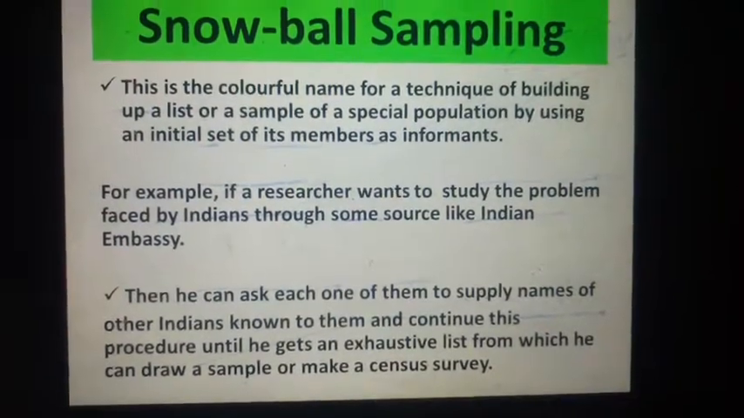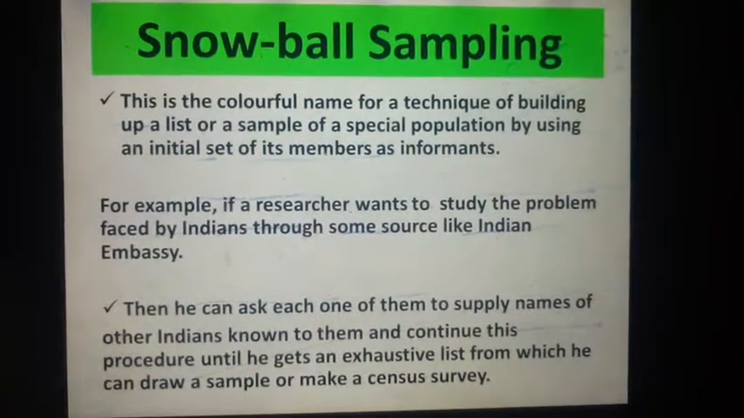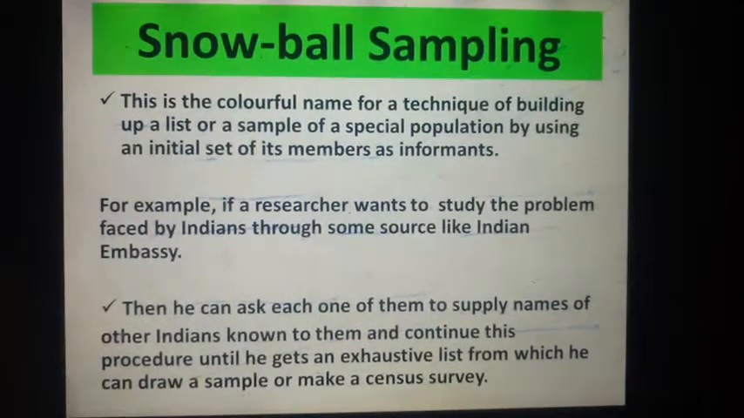Then you have snowball sampling. Very important sampling, it has been asked in your previous exam. Definitely there is a chance it can be asked in your coming exam.